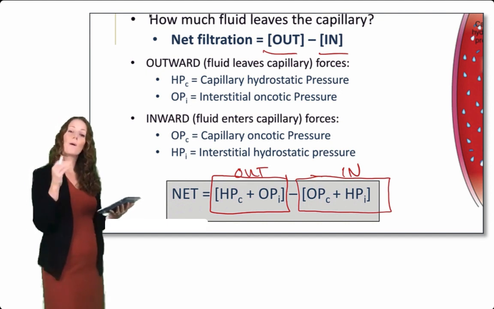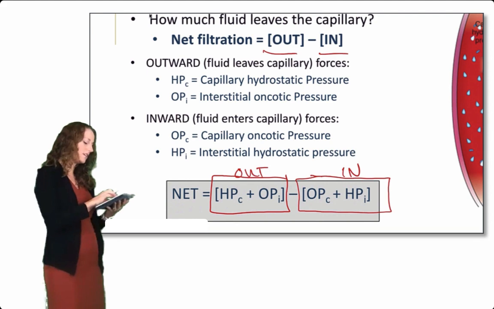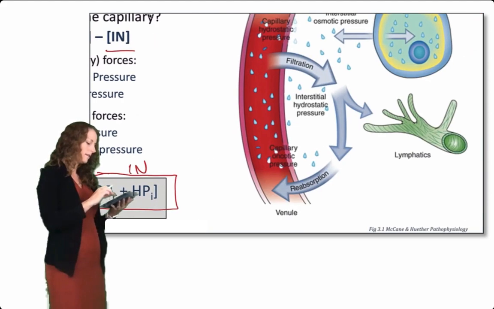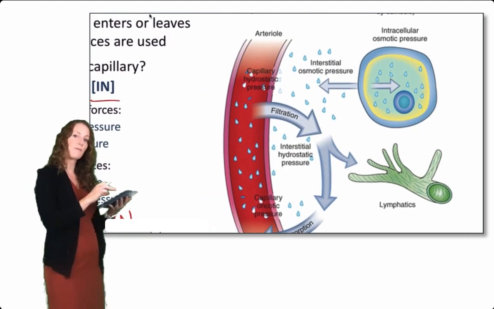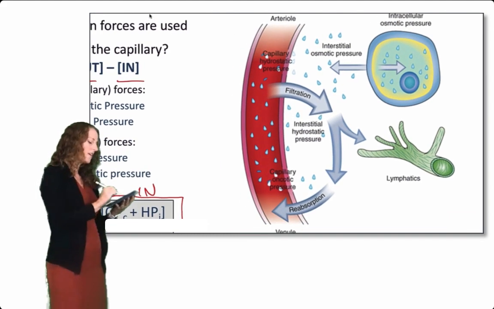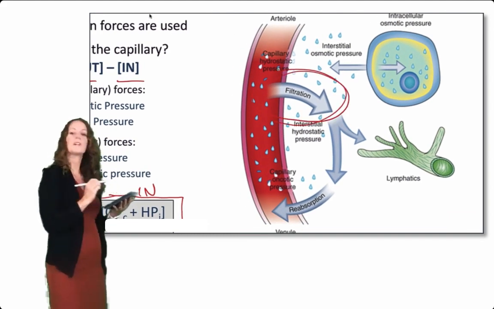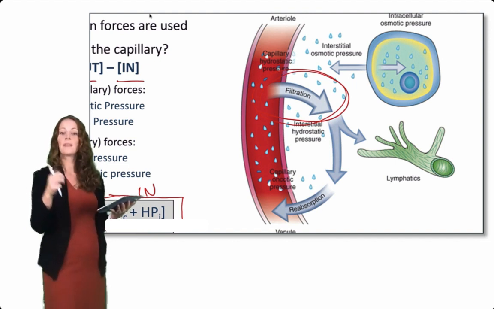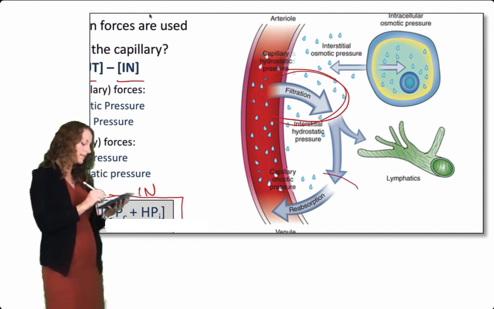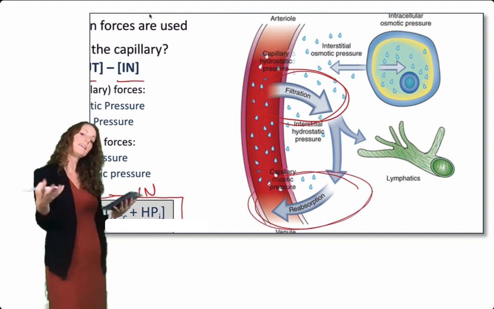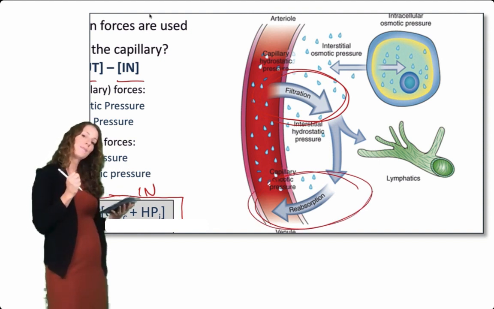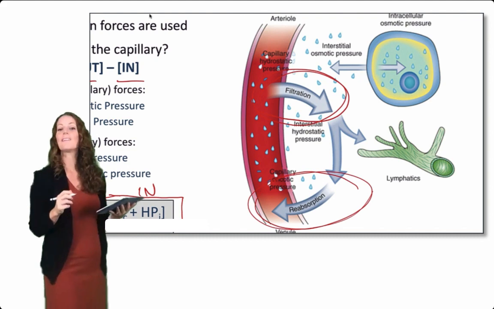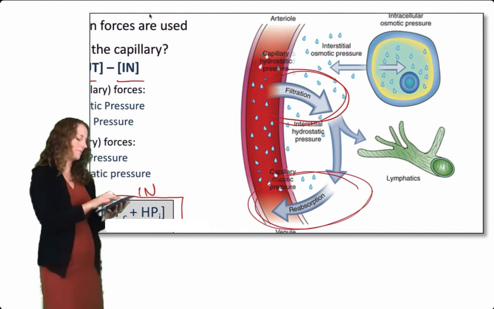When we do that, what we want is that at the arterial end, this is a nice diagram from your textbook. At the arterial end, we want to see filtration. We want to see that we have a net outward force. At the venous end, we want to see reabsorption. We want to see that we have a net inward force. So we should be able to calculate that given some values.